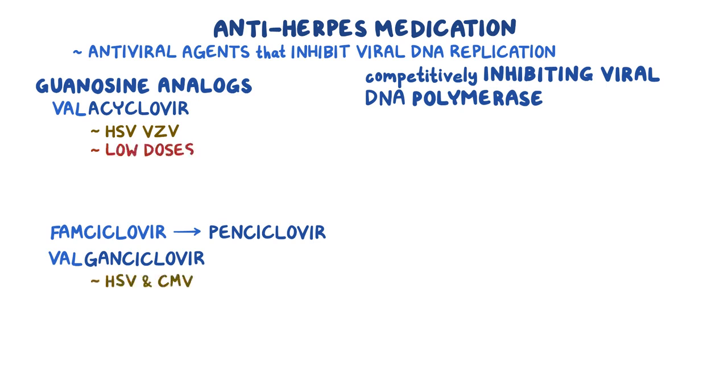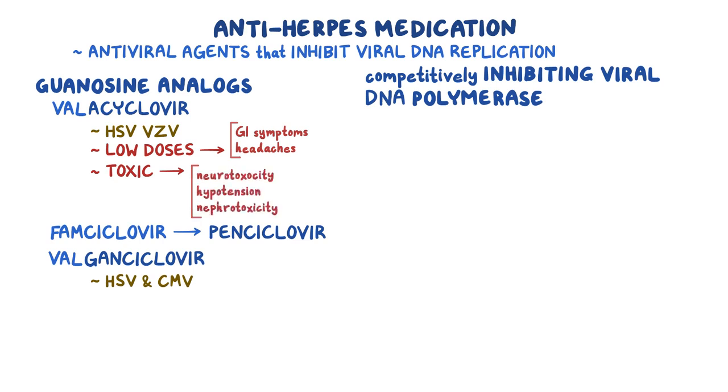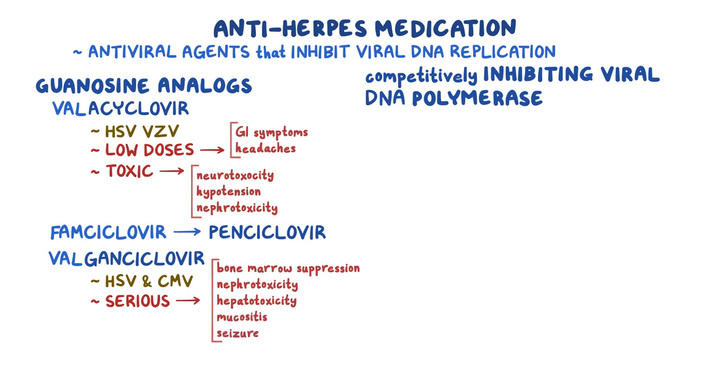Side effects of low doses of acyclovir are minimal and include GI symptoms and headache. If acyclovir rises to toxic levels, it can cause neurotoxicity, hypotension, and nephrotoxicity. Side effects of ganciclovir are more serious and include bone marrow suppression, nephrotoxicity, hepatotoxicity, mucositis, and seizures.